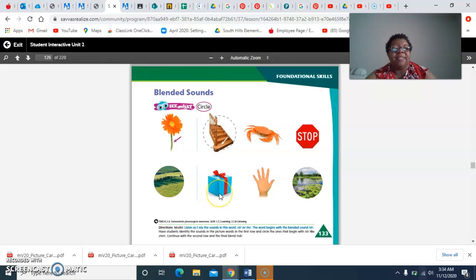So we had gift or present, hand. Which one has the same sound as land at the end? Hand has the nd sound. And then this one is pond. Hand, land, pond have the nd sound.